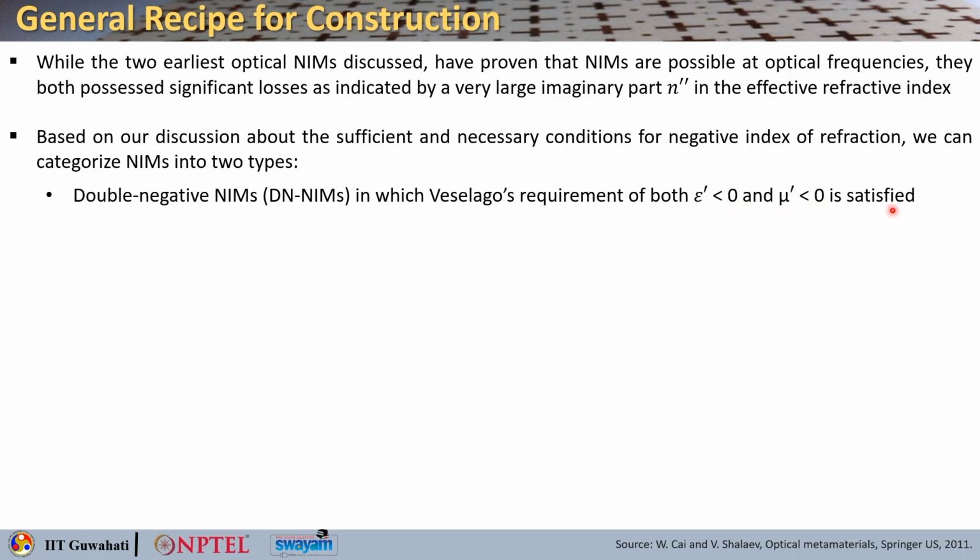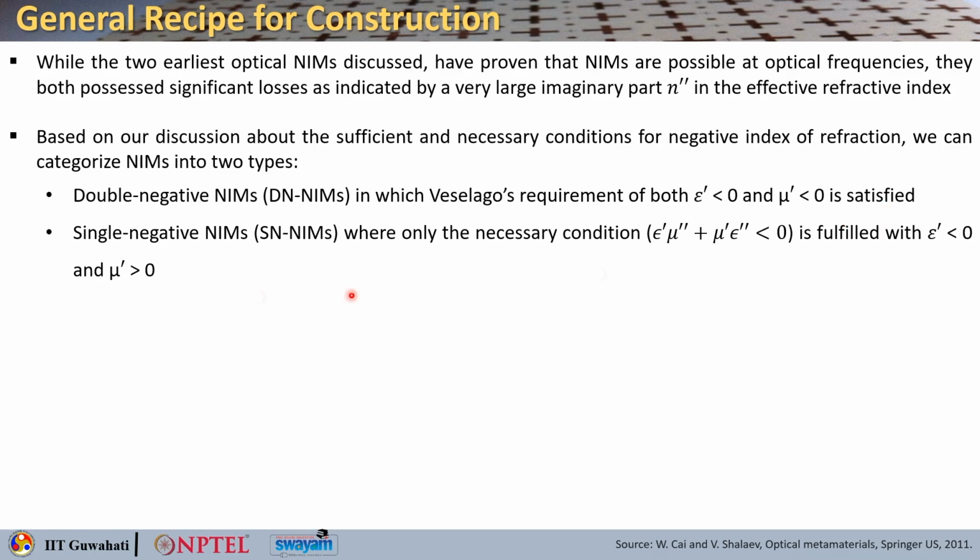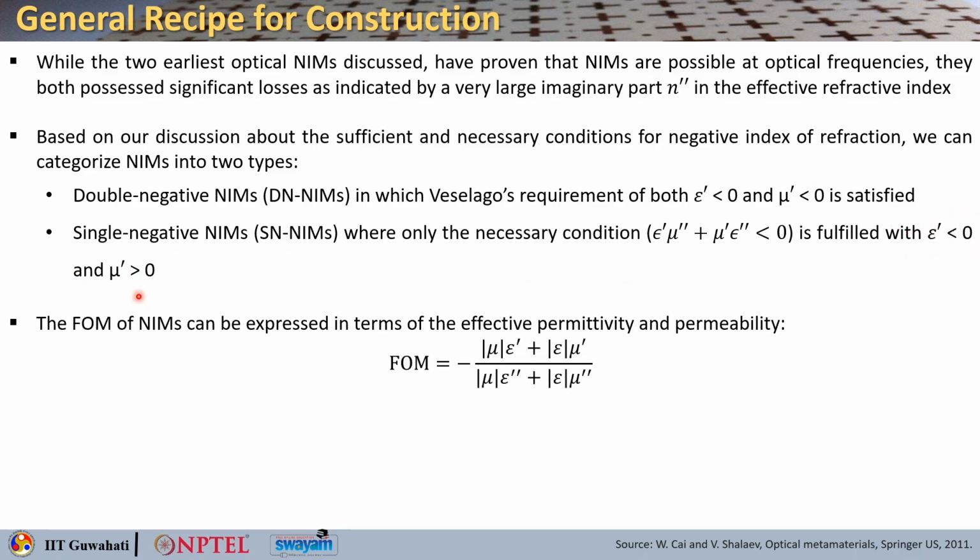permittivity and negative real part of permeability is satisfied. You can also have another type, which is the single negative index material, where the necessary condition, that is epsilon prime mu double prime plus mu prime epsilon double prime should be negative, is fulfilled. However, only the real part of the permittivity is negative, but not that of the permeability. The real part of the permeability is positive.